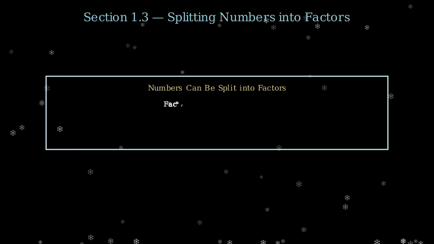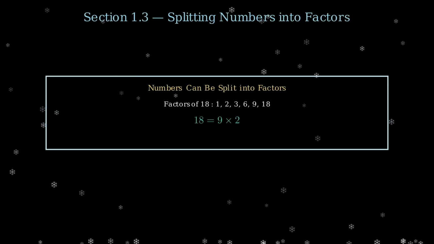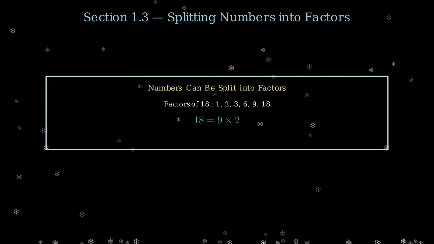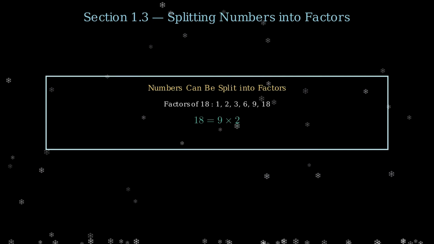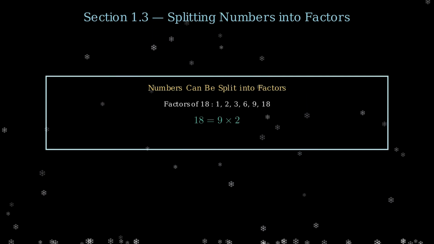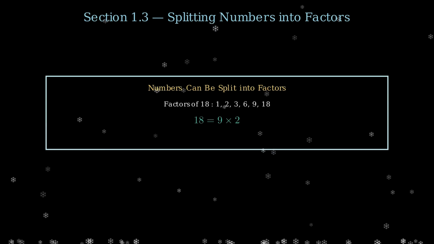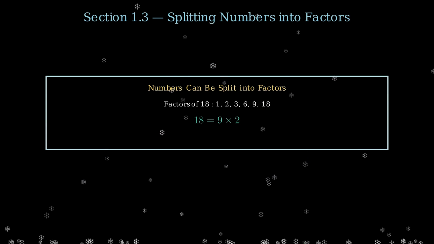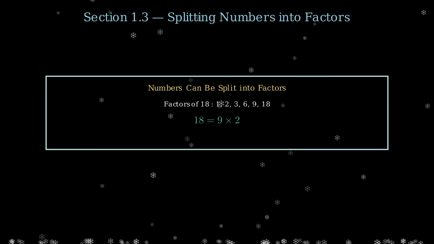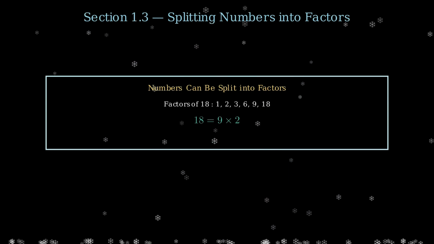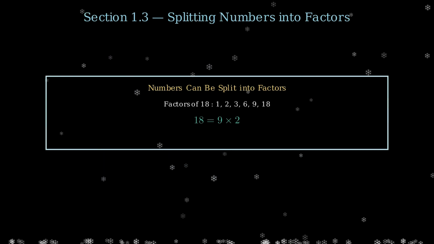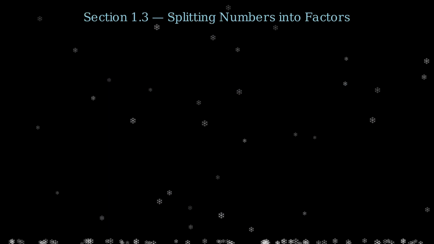A factor of a number is a number that divides into it without a remainder. For example, 1, 2, 3, 6, 9, and 18 are factors of 18. To factor a number means to write it as a product of its factors, such as 18 equals 9 times 2. Factoring is an essential step when simplifying square roots.